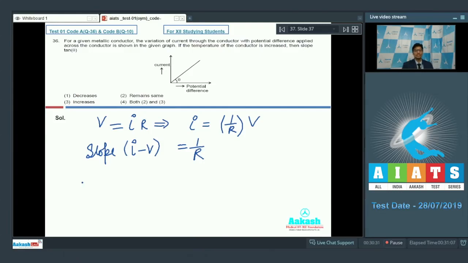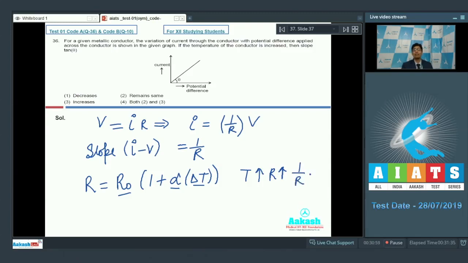Now dear students, we know that resistance is related to temperature by the relation R is equal to R naught (1 plus alpha delta T), where delta T is the change in temperature, alpha is the thermal coefficient of resistance, and R naught is the initial resistance. In other words, as the temperature increases, R increases as well. And when R increases, the value of 1 by R would decrease.